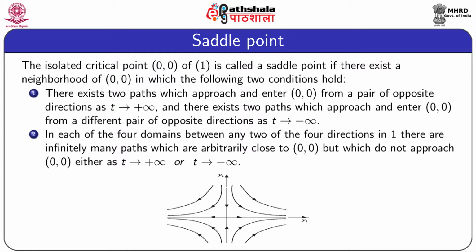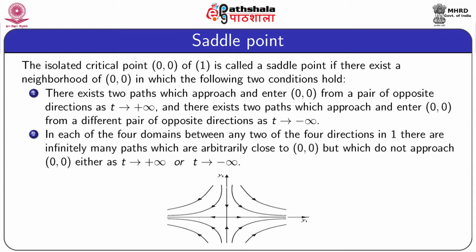In our second example, this is the saddle point. So, the isolated critical point (0, 0) of (4) is called a saddle point if there exists a neighborhood of (0, 0) in which the following two conditions hold. There exist two paths which approach and enter (0, 0) from a pair of opposite directions as t tends to plus infinity, and there exist two paths which approach and enter (0, 0) from a different pair of opposite directions as t tends to minus infinity.